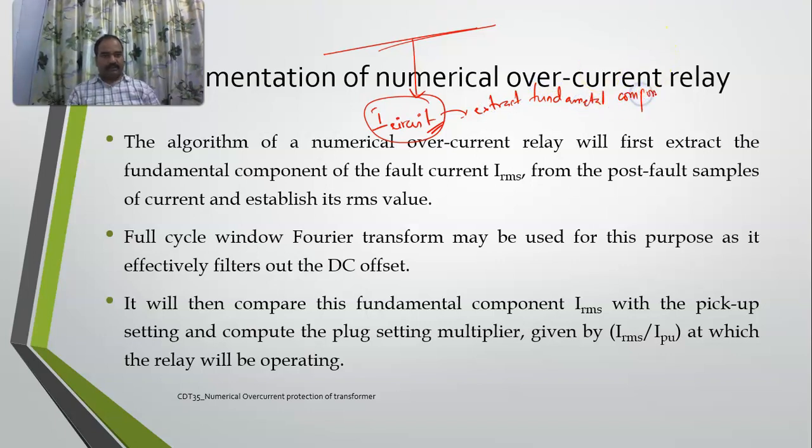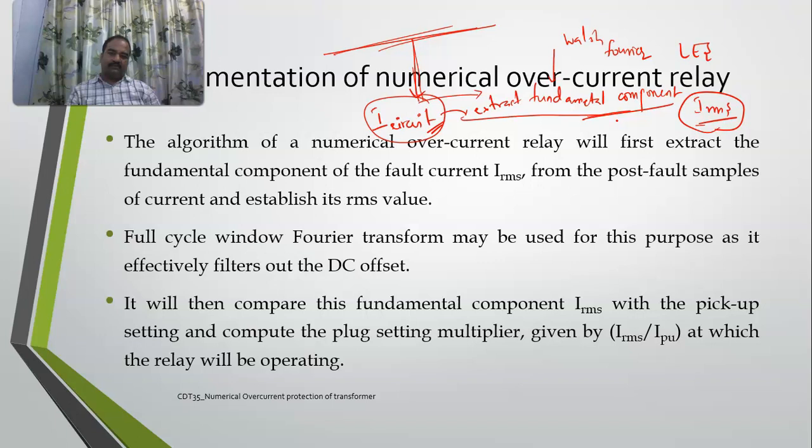And then you need to compare it with your pickup value. So you extract your fundamental component, which I call the RMS value. If there is a fault, you first record the data, then you extract the fundamental component and determine its RMS value. As already mentioned in unit number 2 and also in unit number 4, to extract the fundamental component you can use Walsh techniques, Fourier techniques, or least error square techniques. We have seen so many techniques. With any of these techniques, you can determine the fundamental component.